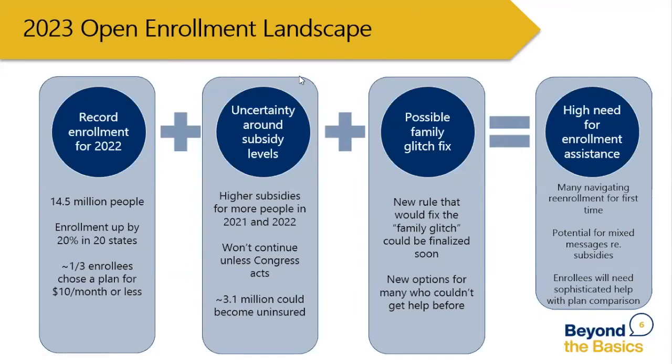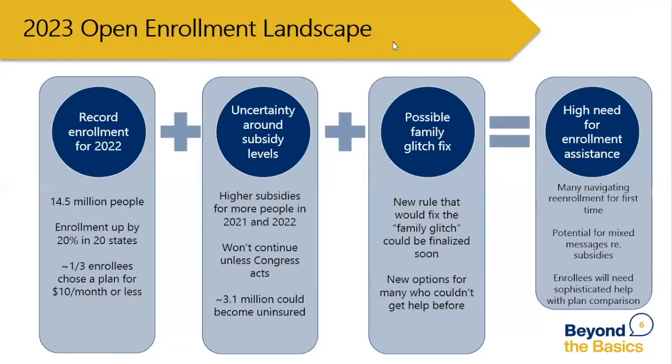Now let's unpack uncertainty around subsidy levels. For the past 2 years, subsidies were larger and available to more people than in years past. The average monthly premium this year was $133, down from $164 last year.